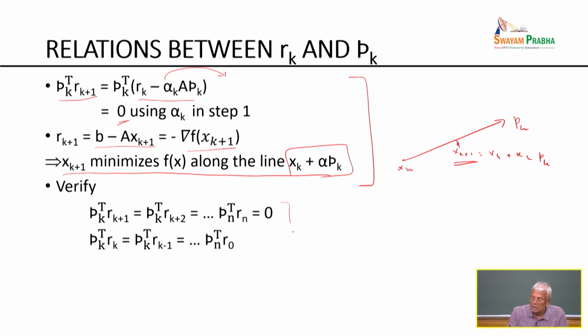Now, it is a homework for you. I would like you to verify that p k transpose r k plus 1 is equal to p k transpose r k plus 2, up to p k transpose r n, they are all 0. That means they are consecutively orthogonal to each other. Also, p k transpose r k, p k transpose r k minus 1, down to p k transpose r naught, they are all equal. These are all very good properties of this algorithm. I would like you to compute this and verify.